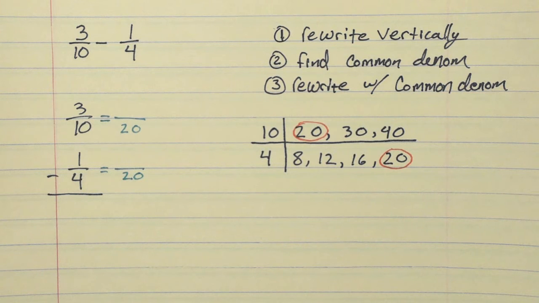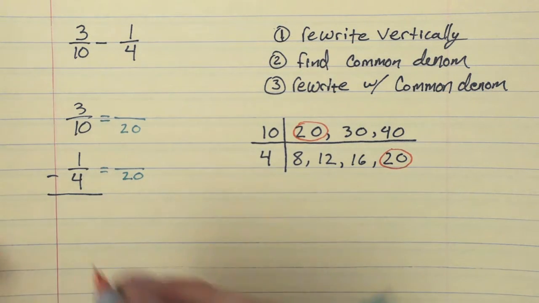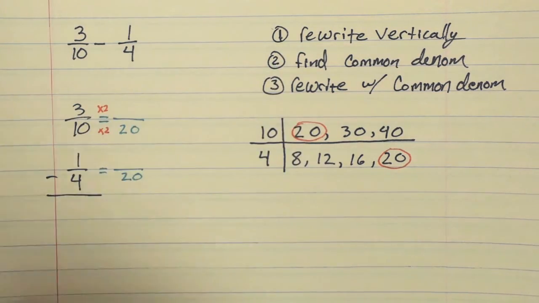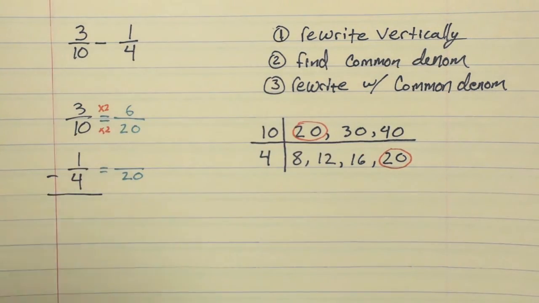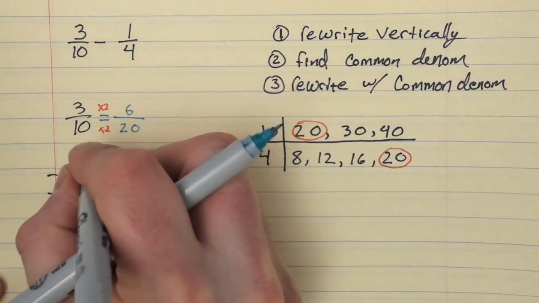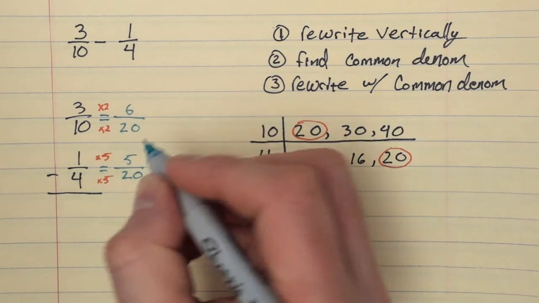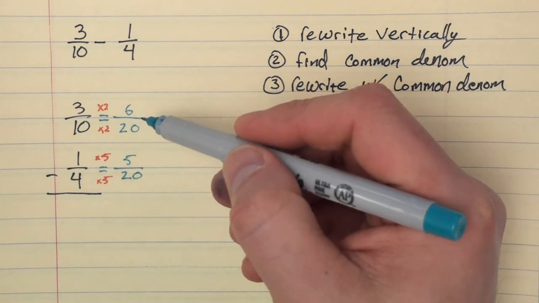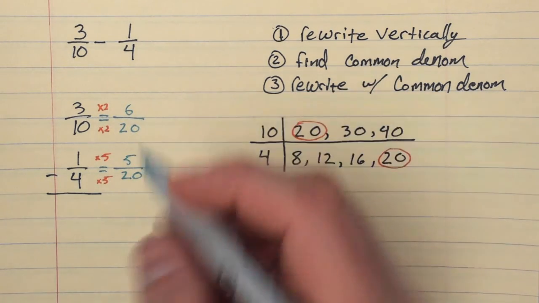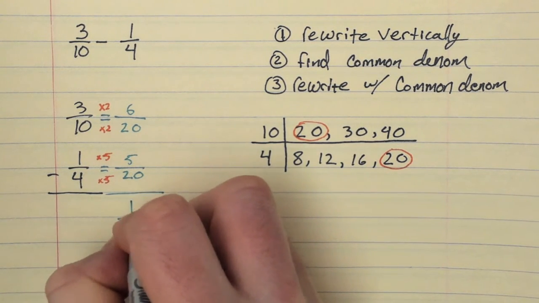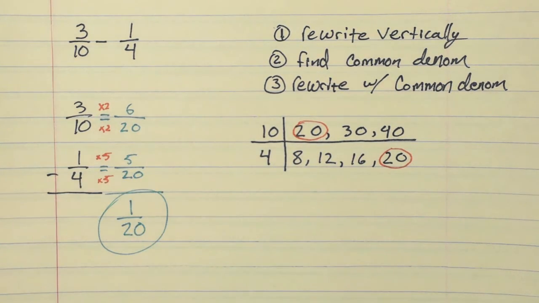Well, let's see, what did we do to get to 20ths? Over here we did times 2, so we're going to do times 2. That'd be 6/20ths. And then over here we do times 5, same thing to the top and bottom, and we get 5/20ths. So now we have our new equation, which is 6/20ths minus 5/20ths. Get my answer of 1/20. And that would be my solution, okay?